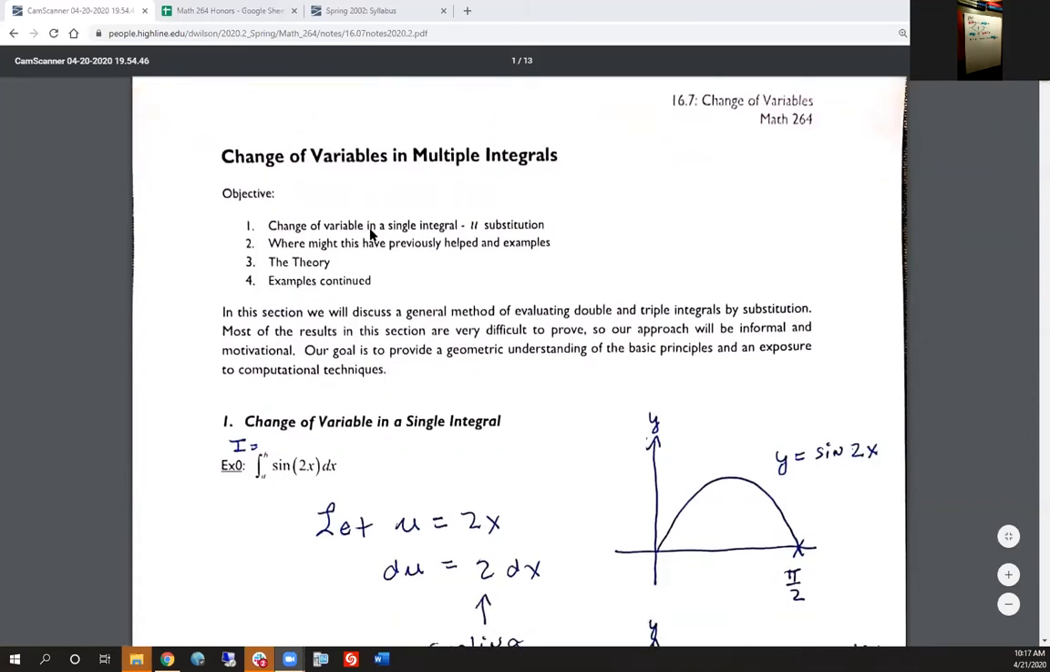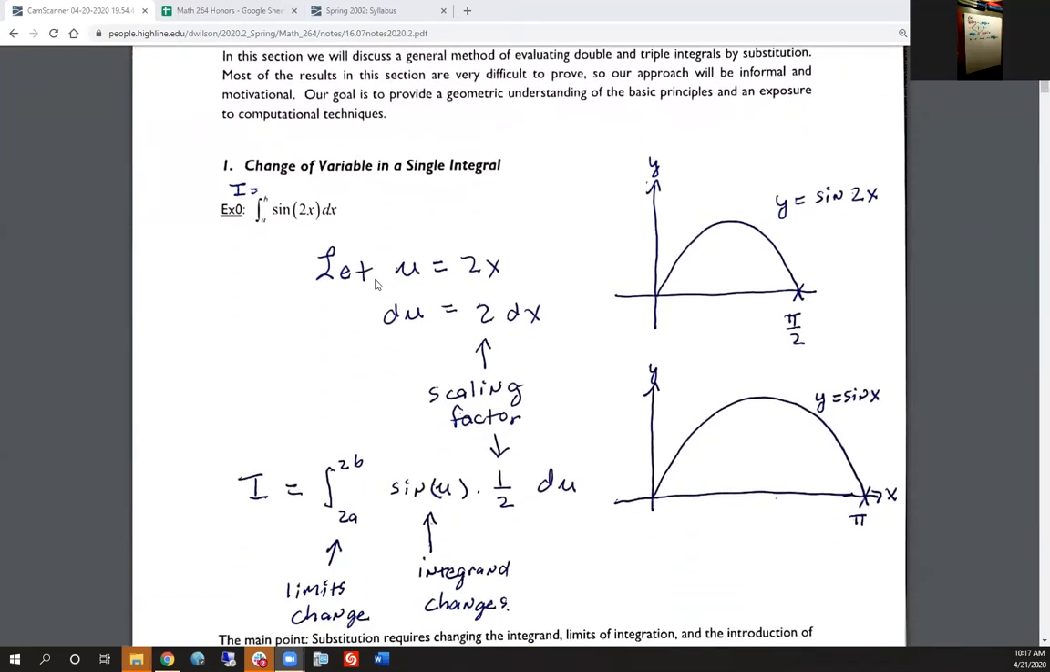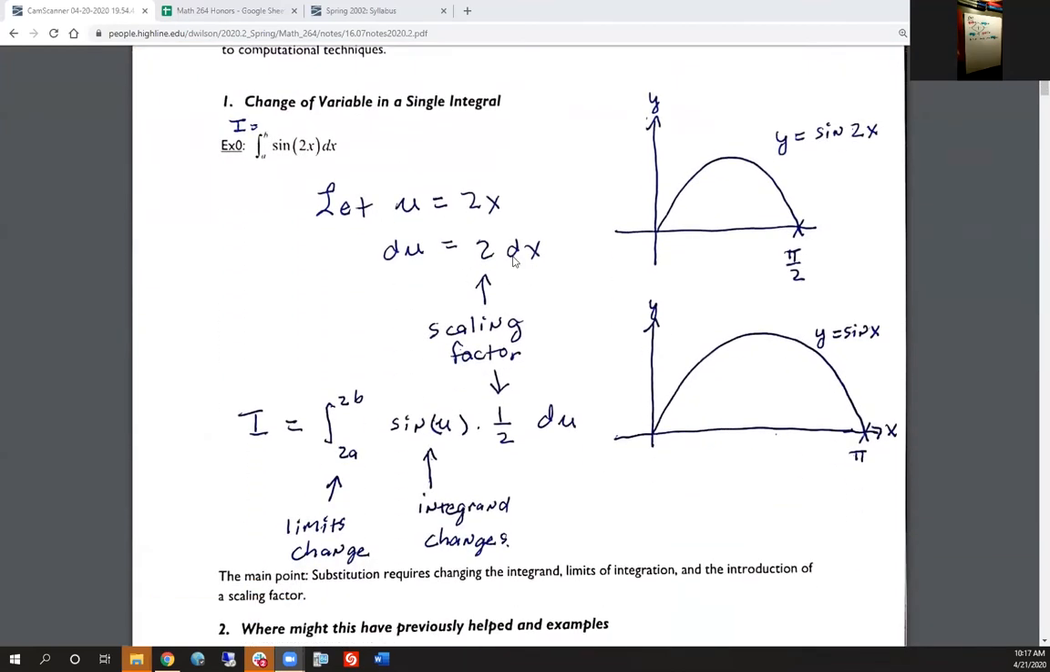So we're going to talk about a change of variables in a single variable, the old school stuff, how this could have helped us. We're going to gloss over the theory. It's here just for completion's sake, and then we're going to work some more examples. So let me just start by reminding you of things we've done in the past. So suppose you have the integral from a to b of sine 2x dx.